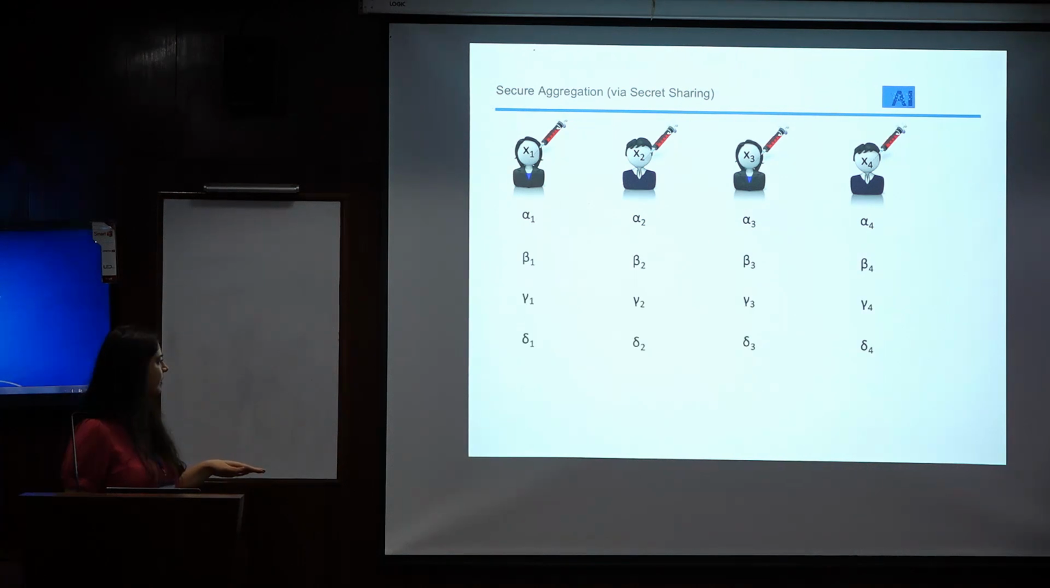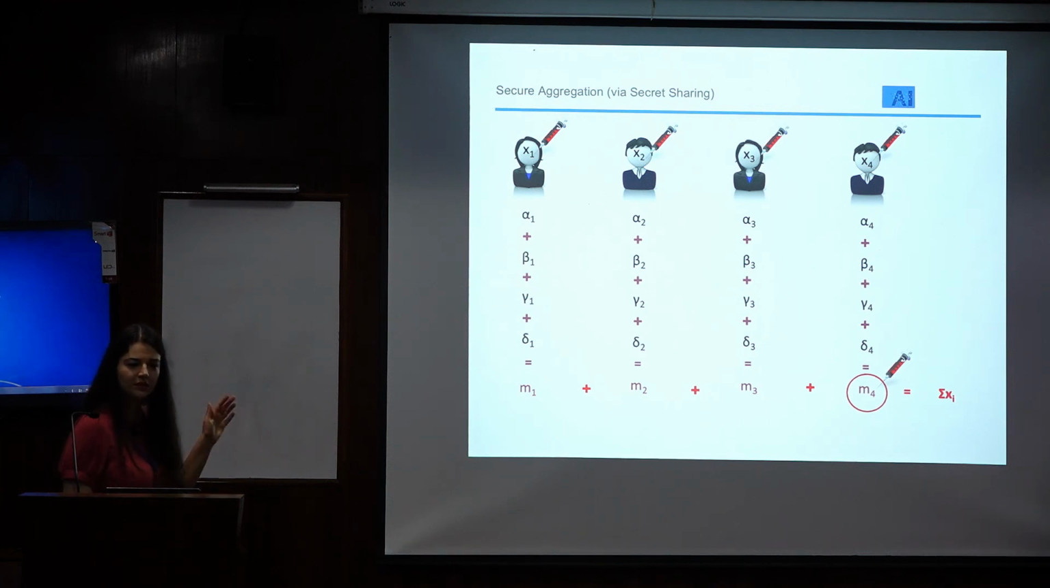Here I had the same example, right? So again, if the three come together, they can find my differentially private inputs. It's the same attack as before. Okay.